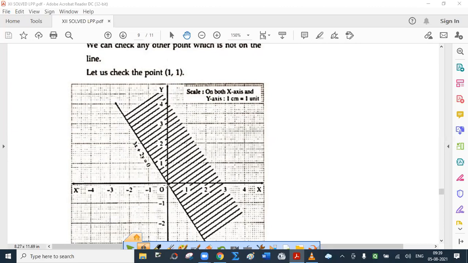So the working rule is simple. If the line passes through origin, any other point than origin is considered. In fact, they have taken (1, 1). I would not have taken (1, 1). I would have taken this point (1, 0) or (0, 1). Okay, but this is also correct.